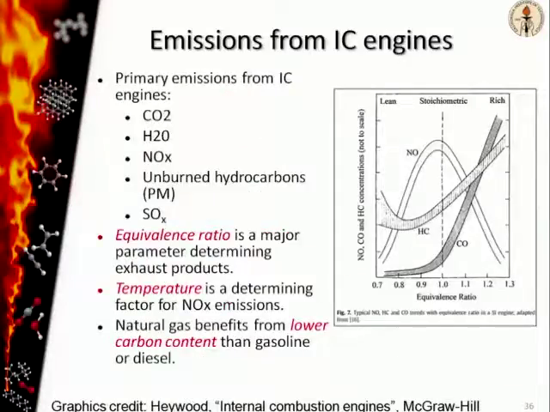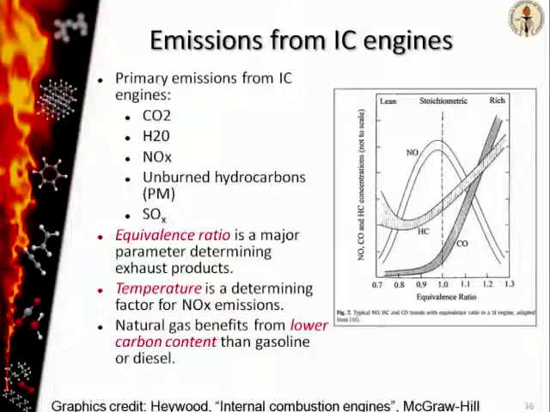If you briefly look at emissions from internal combustion engines, the primary emissions, of course, are carbon dioxide, water, nitrous oxides, unburned hydrocarbons, including particulate matter like soot, and then you also have sulfur oxides. How much of these emissions are produced in the exhaust depends upon two important factors. One is the equivalence ratio, and the other is the temperature inside the engine.